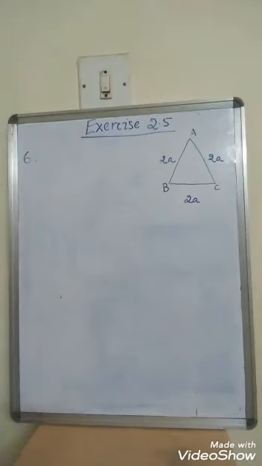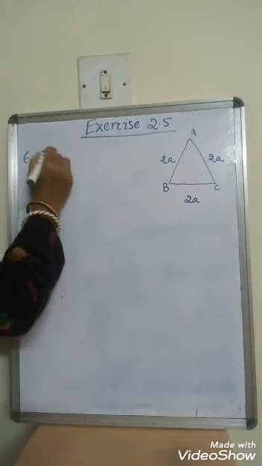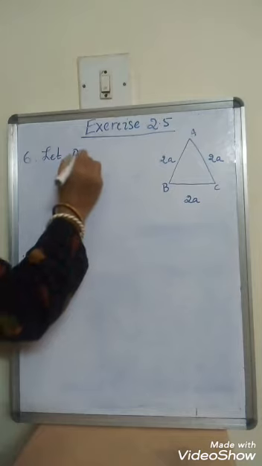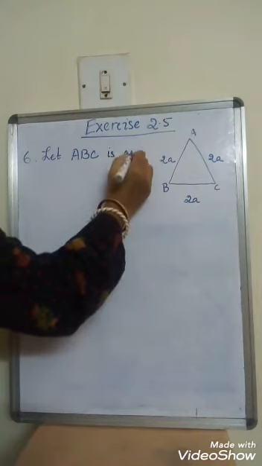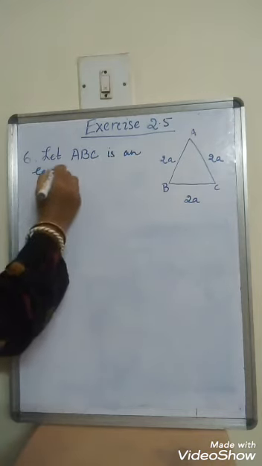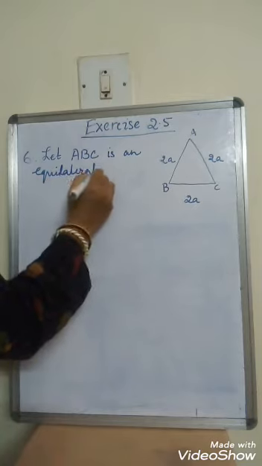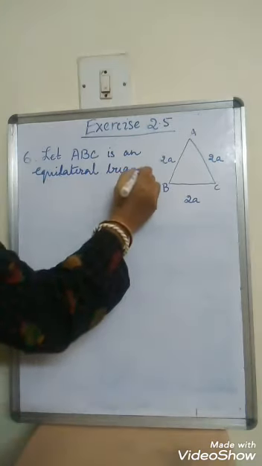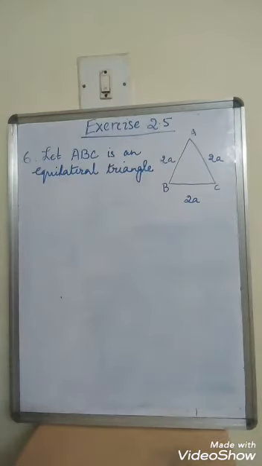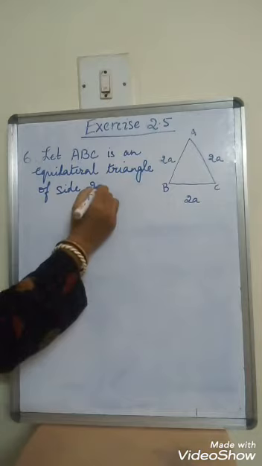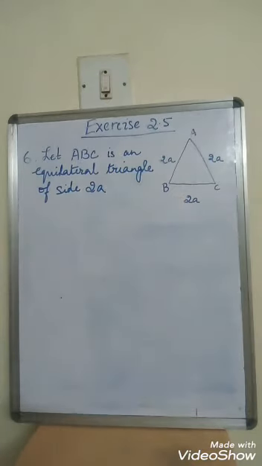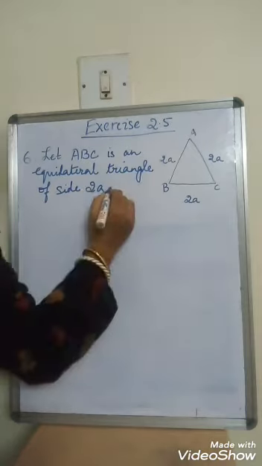Okay. Now, in order to solve this, first we will write what is given to us. Let ABC be an equilateral triangle of side 2A. Okay, so the sides are 2A units.